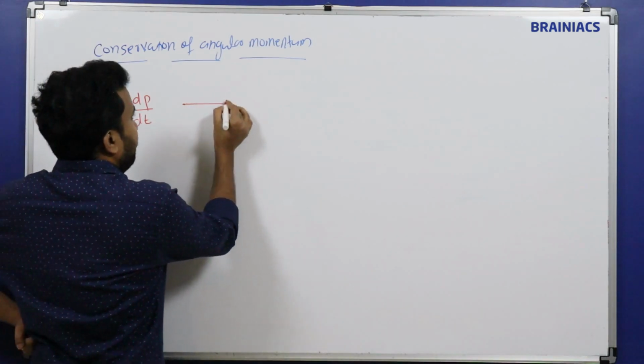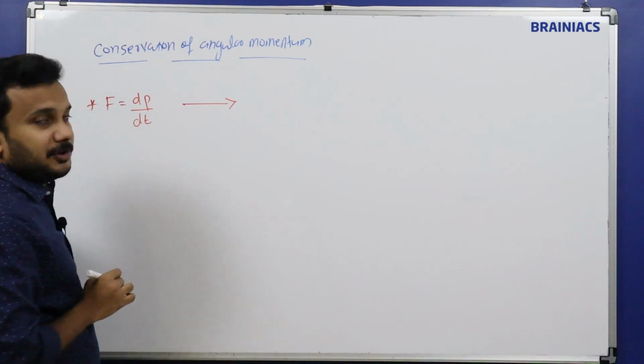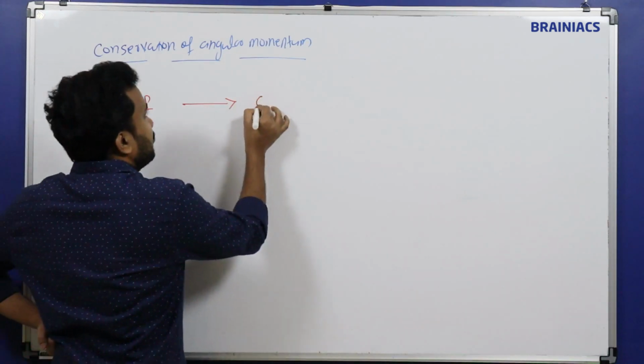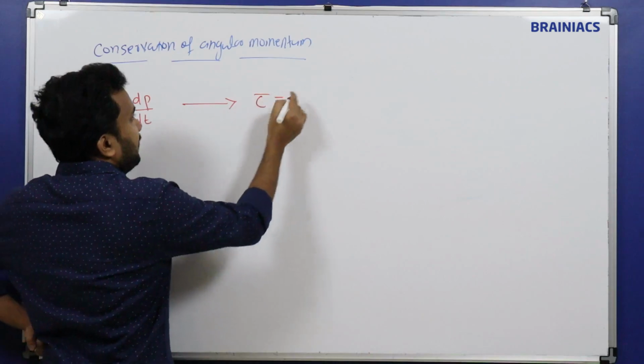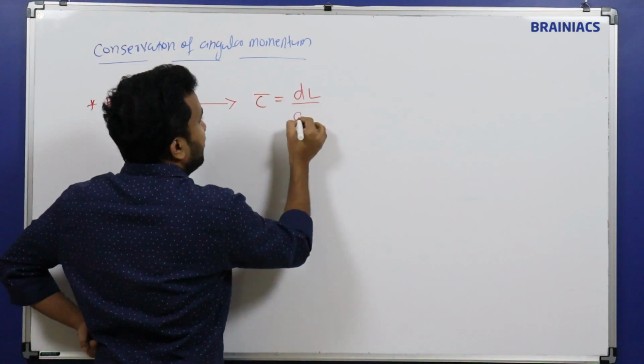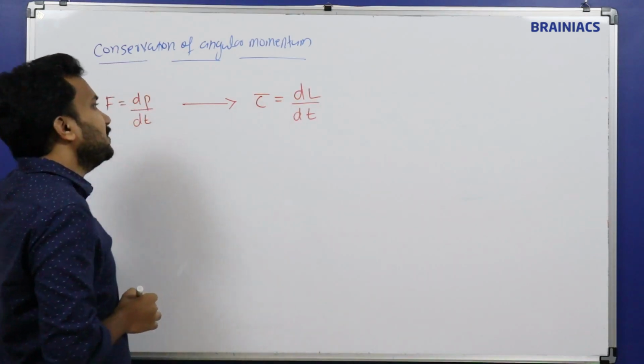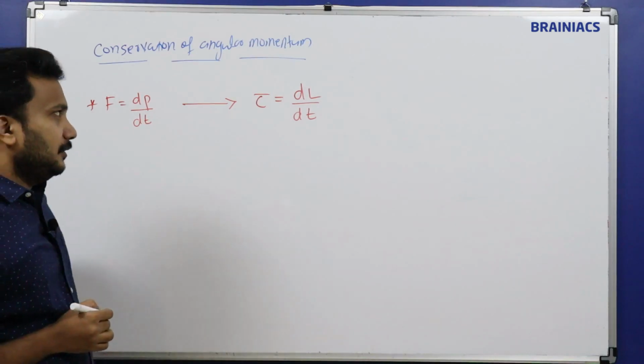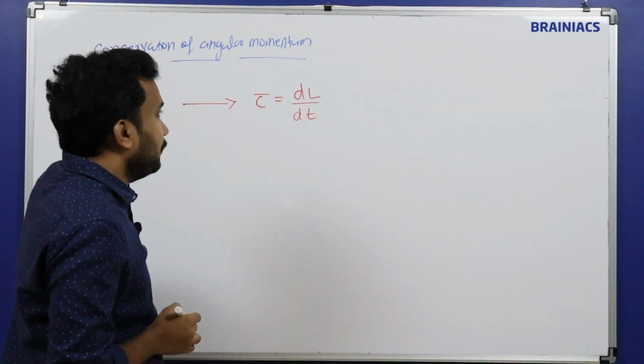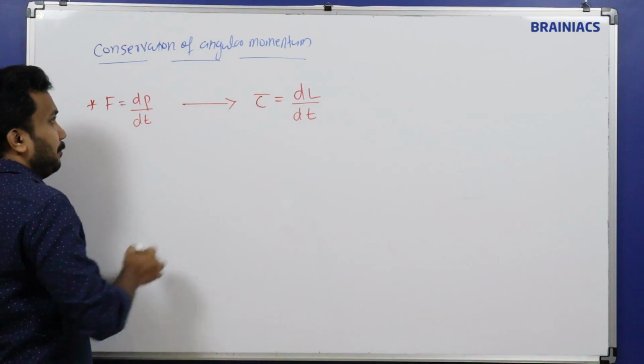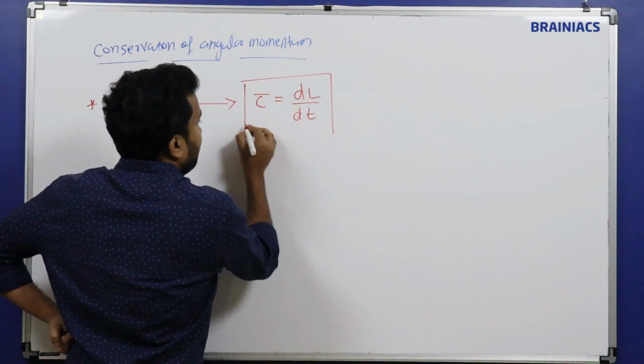Similar to this, we have an analogous equation in rotational motion. F is replaced with torque, momentum is replaced with angular momentum. So dL by dt. Torque is equal to rate of change of angular momentum. This relation is an important relation.